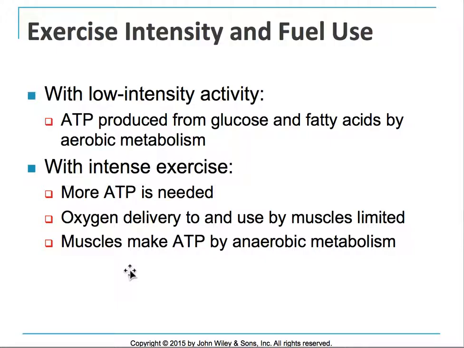Exercise intensity and fuel use: with low intensity activity, ATP is produced from glucose and fatty acids by aerobic metabolism. With higher intensity exercise, more ATP is needed, oxygen delivery to and use by muscles is limited, and muscles make ATP by anaerobic metabolism.